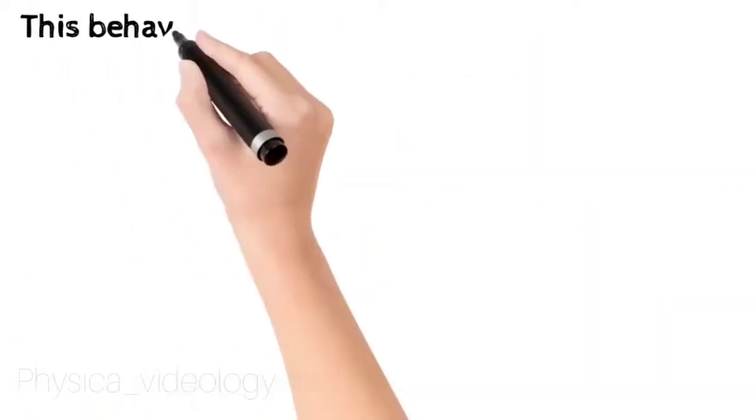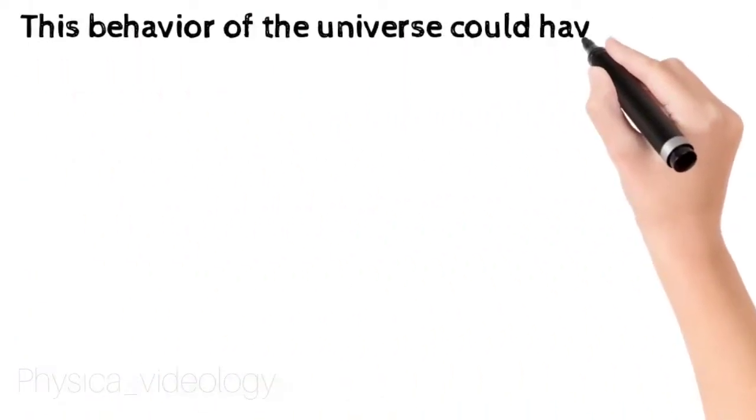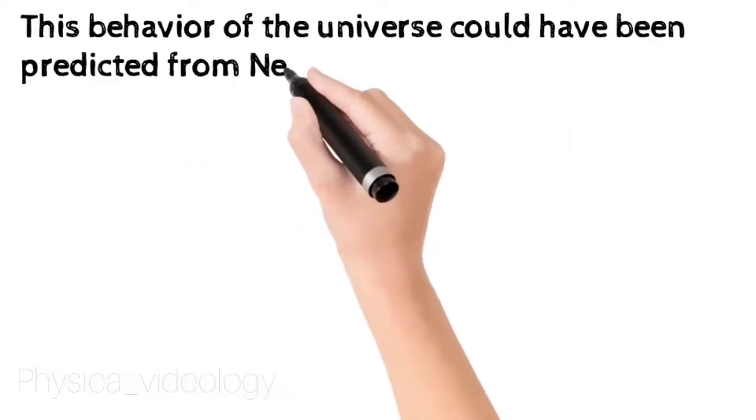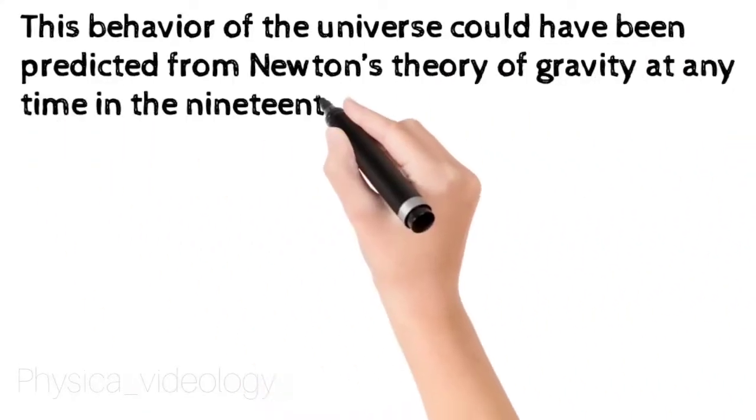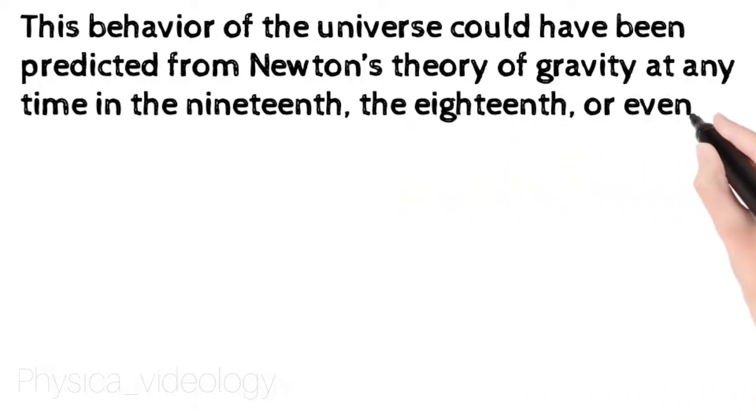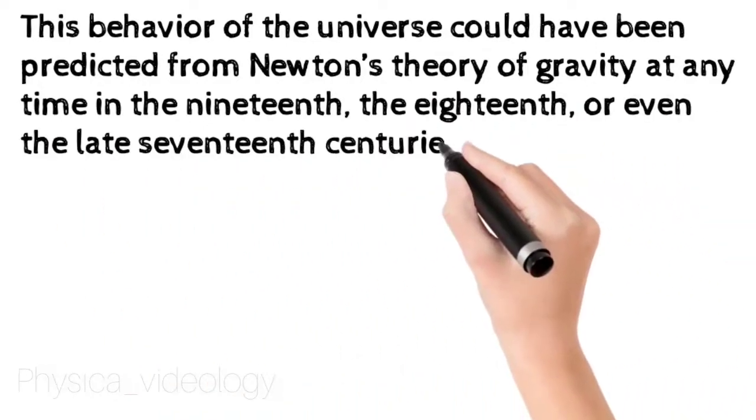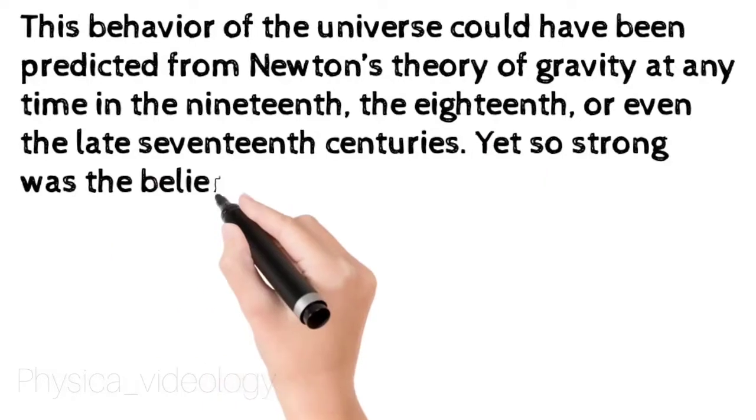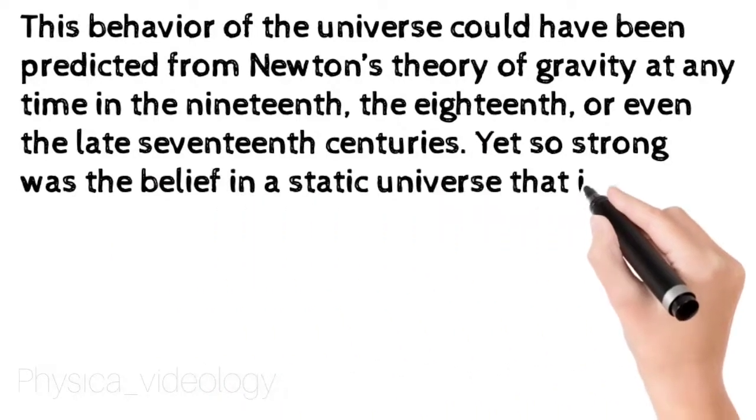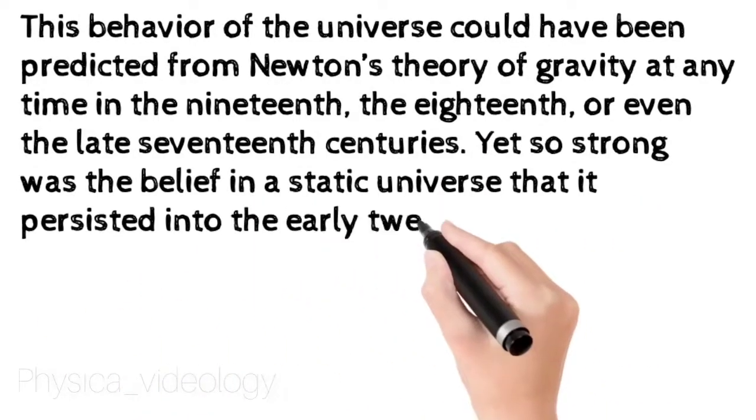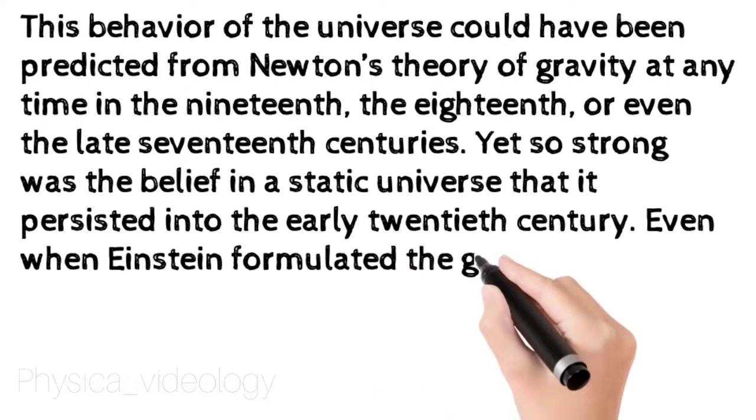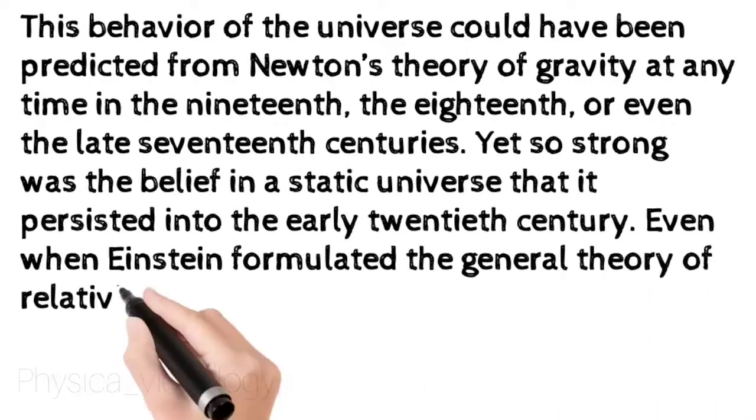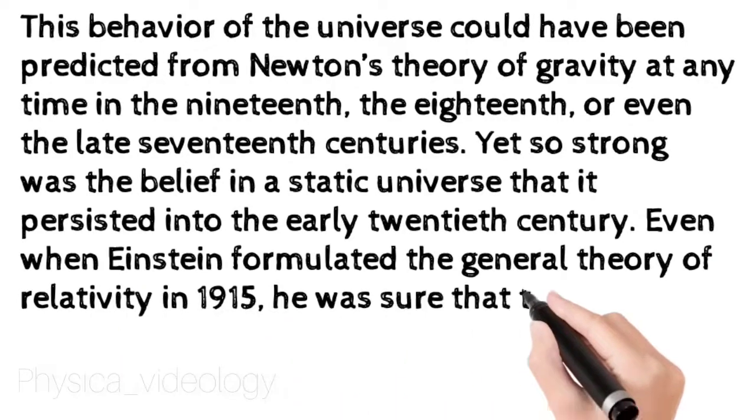This behavior of the universe could have been predicted from Newton's theory of gravity at any time in the 19th, the 18th, or even the late 17th centuries. Yet so strong was the belief in a static universe that it persisted into the early 20th century. Even when Einstein formulated the general theory of relativity in 1915, he was sure that the universe had to be static.